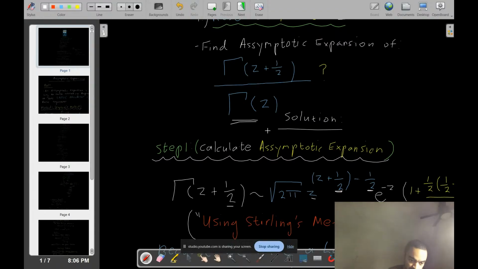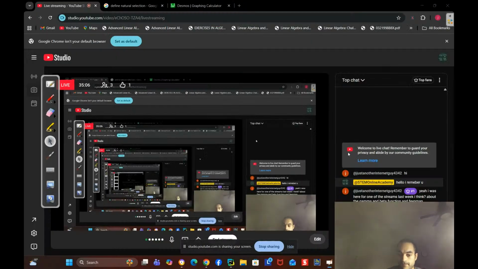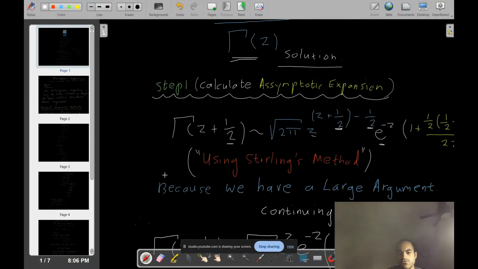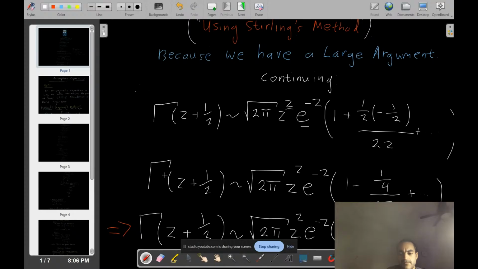You have to, because the gamma function is a product. Okay, and then reduce it from there. It can give you an asymptotic expansion. Okay, so I hope that makes sense. Or you can just use Stirling's method. I just wanted to use Stirling's method. All right.